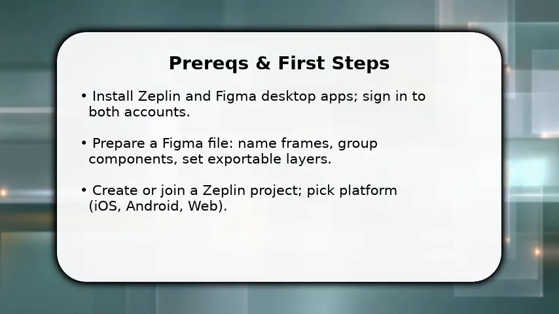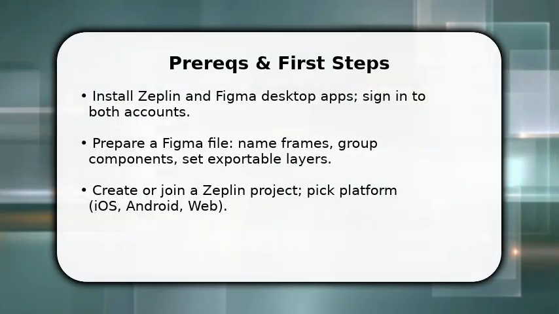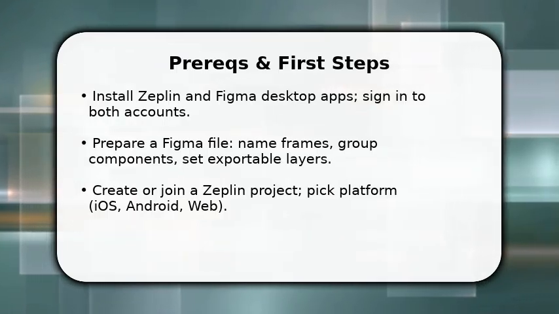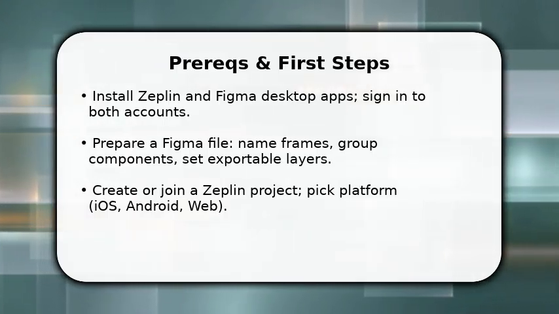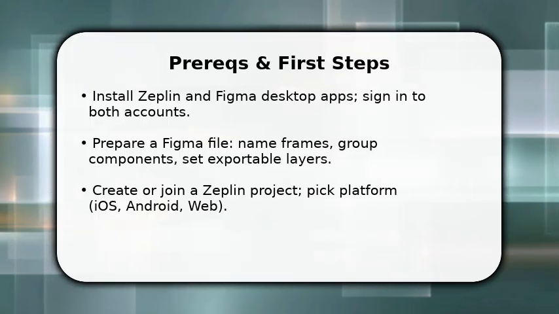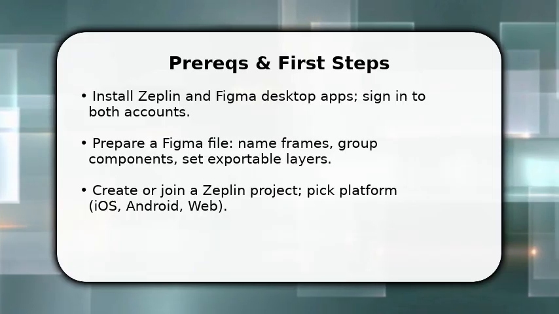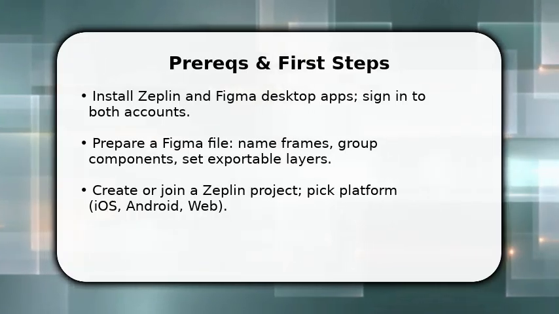You start by confirming prerequisites: Zeplin and Figma apps installed and signed in. Open the Figma file and mark exportable layers and components so exports are predictable. Once done, switch to Zeplin and create or join a project, selecting the correct platform template.